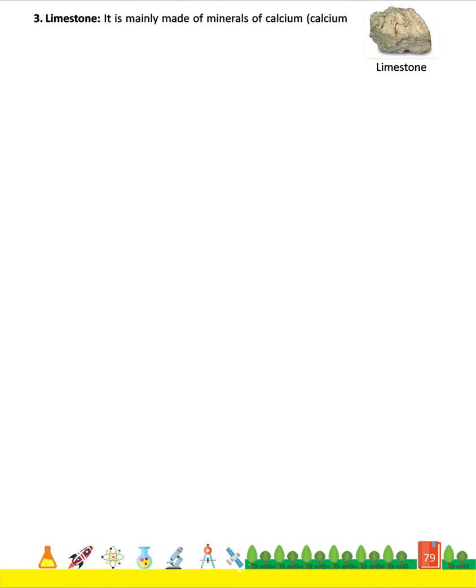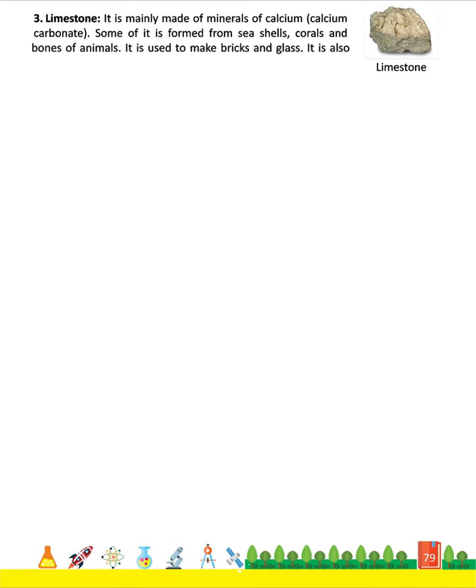3. Limestone. It is mainly made of minerals of calcium, calcium carbonate. Some of it is formed from seashells, corals and bones of animals. It is used to make bricks and glass. It is also used to make quicklime, chalk and cement.